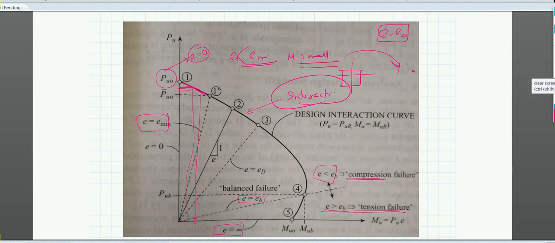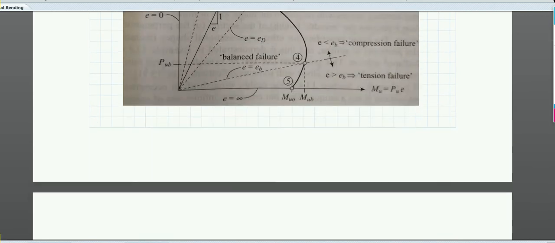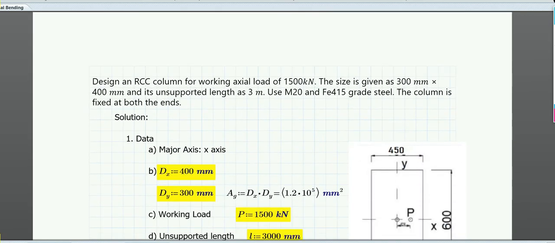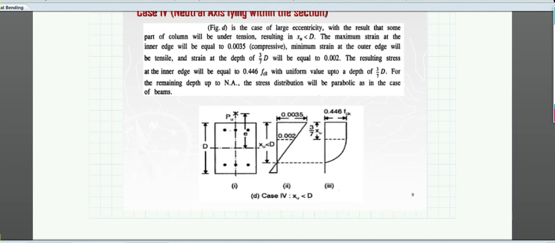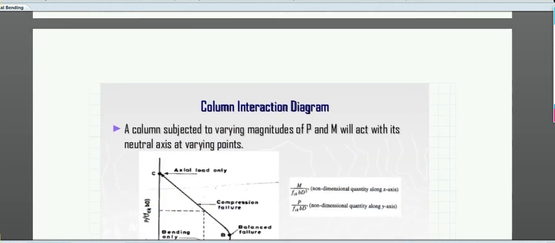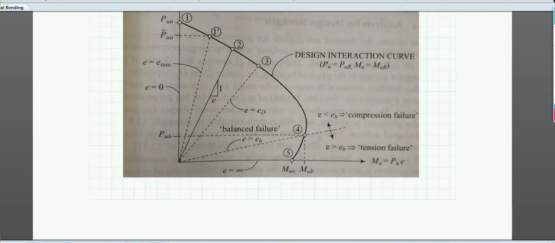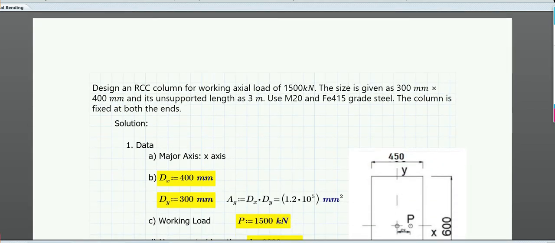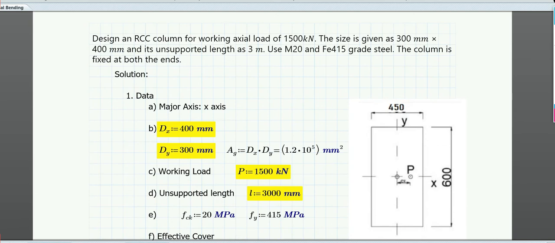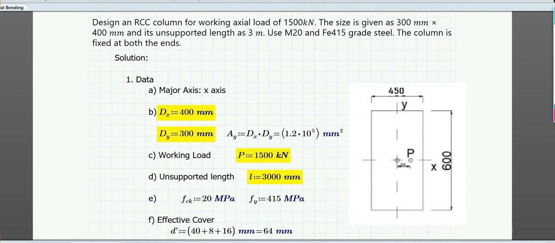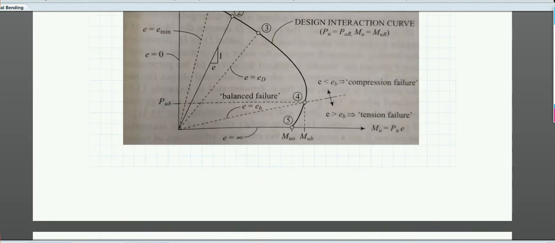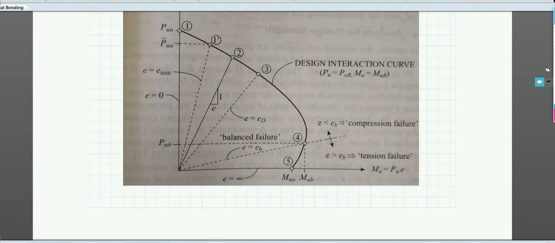I hope that you have understood. The theory is very long, and I have mentioned so many things. But if you go for design, you will be surprised to see that the design is very easy, because we will be taking help of this interaction diagram.